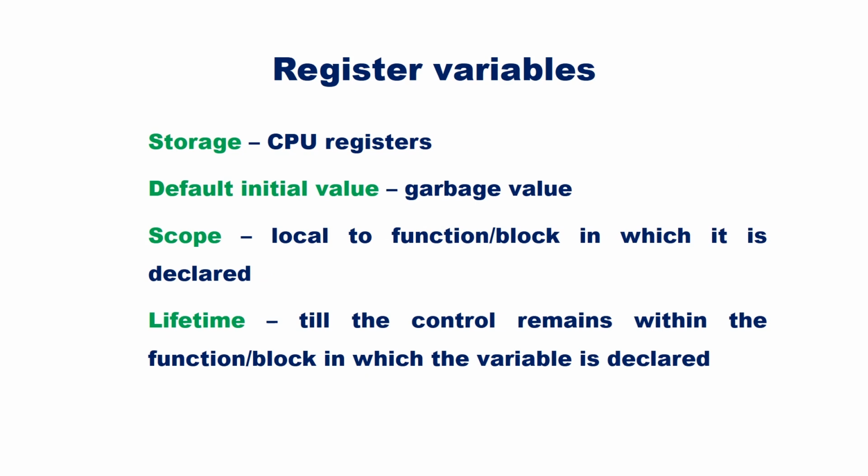Register variables are stored in CPU registers for faster access. Default initial value is garbage value. Scope is limited to the function or the block in which it is declared. Lifetime is till the control remains within the function or the block in which the variable is declared. Register storage class is used for variables that are frequently used in a program. As the register memory is limited, if the space is not available, the register variables are treated as automatic variables.